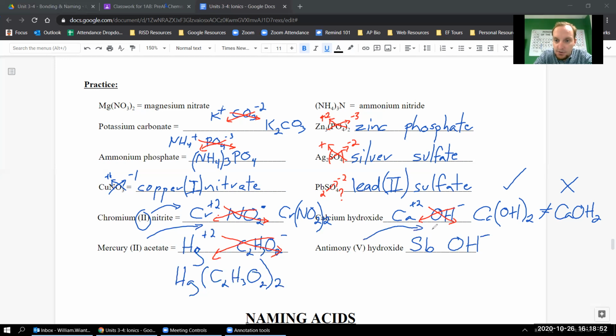Antimony, which is Sb, hydroxide, OH, with a -1 charge. Again, they tell us right here the charge of antimony is +5. Therefore, if I crisscross or swap and drop, this goes down there, that goes down there. Final answer, Sb1, or don't write it because it's assumed, OH parentheses 5. That's antimony 5 hydroxide.